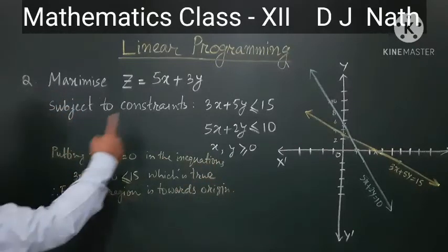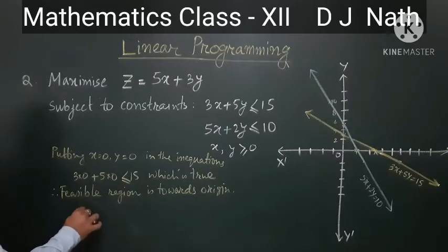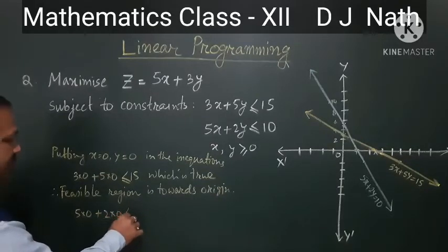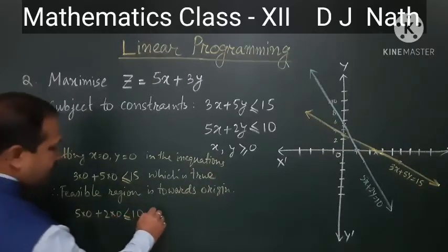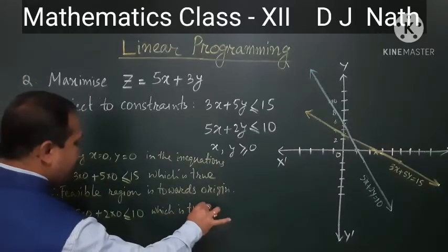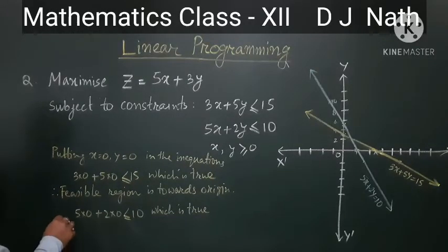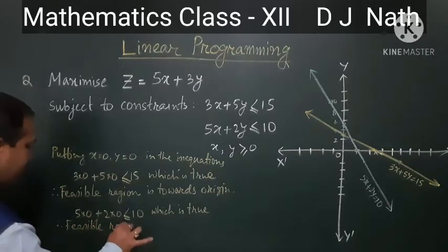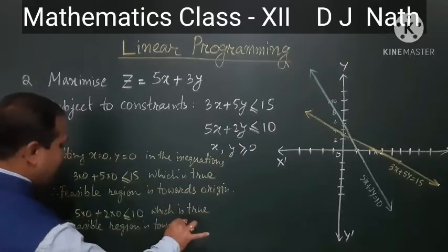Okay, we will put in the second equation also, the same way: 5 into 0 plus 2 into 0 is 0 plus 0, so it is definitely less than or equal to 10, which is true. So here also feasible region is towards origin.